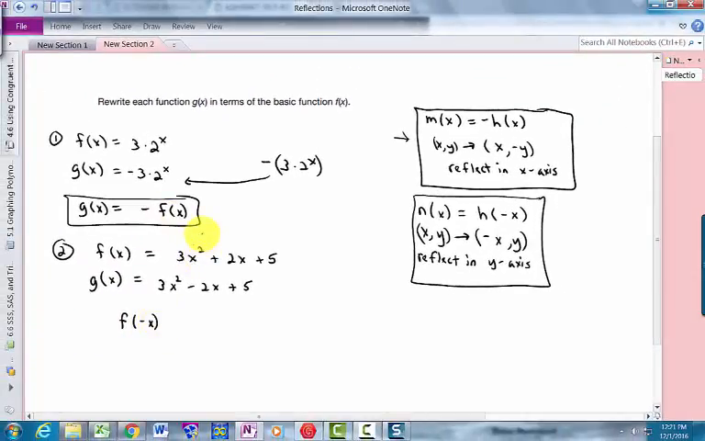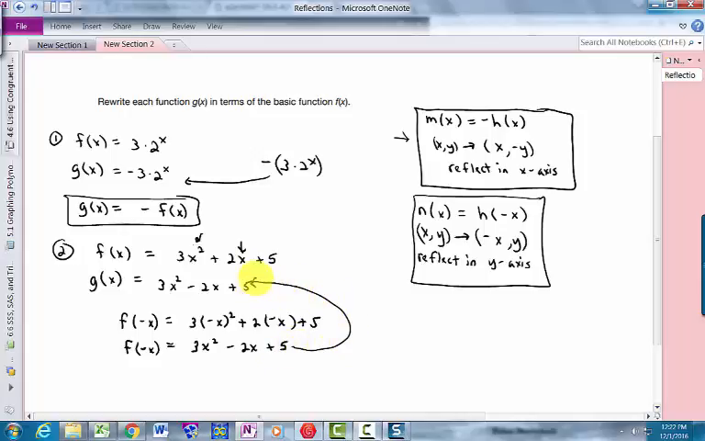Well, let's replace this value and this value with a negative. That would give you 3 times negative x squared plus 2 times negative x plus 5. So let's see how that works out. F of negative x is equal to 3 times, now if you square a negative, it becomes positive. So that becomes positive x squared. Positive 2 times negative x is negative 2x, and then positive 5. Oh, hey, look at that. That's exactly what happened in the transformation there.